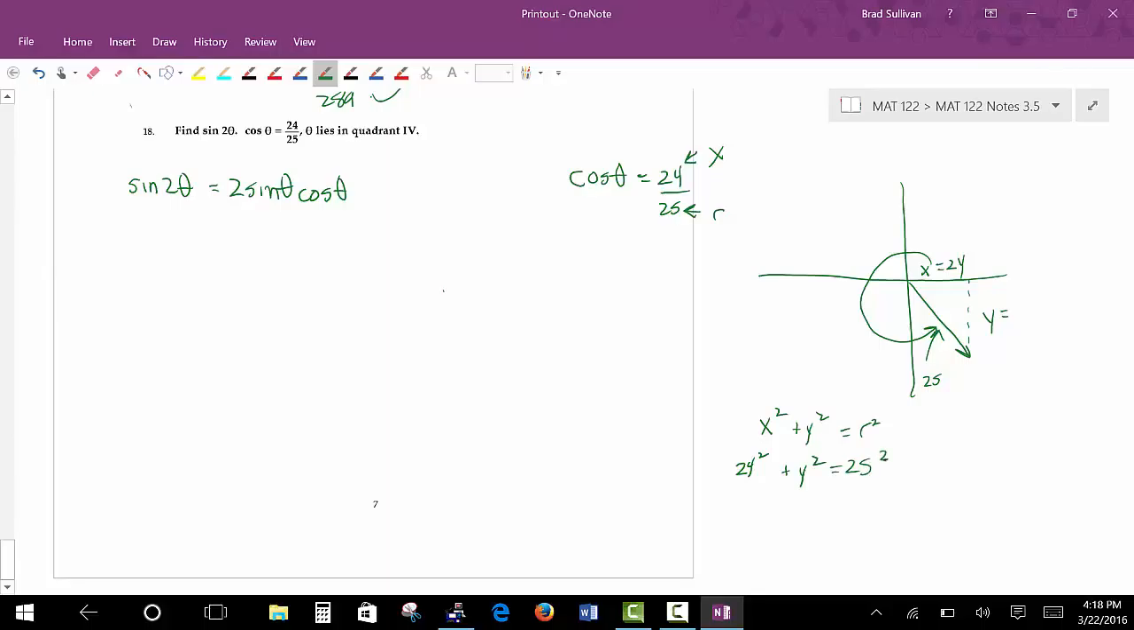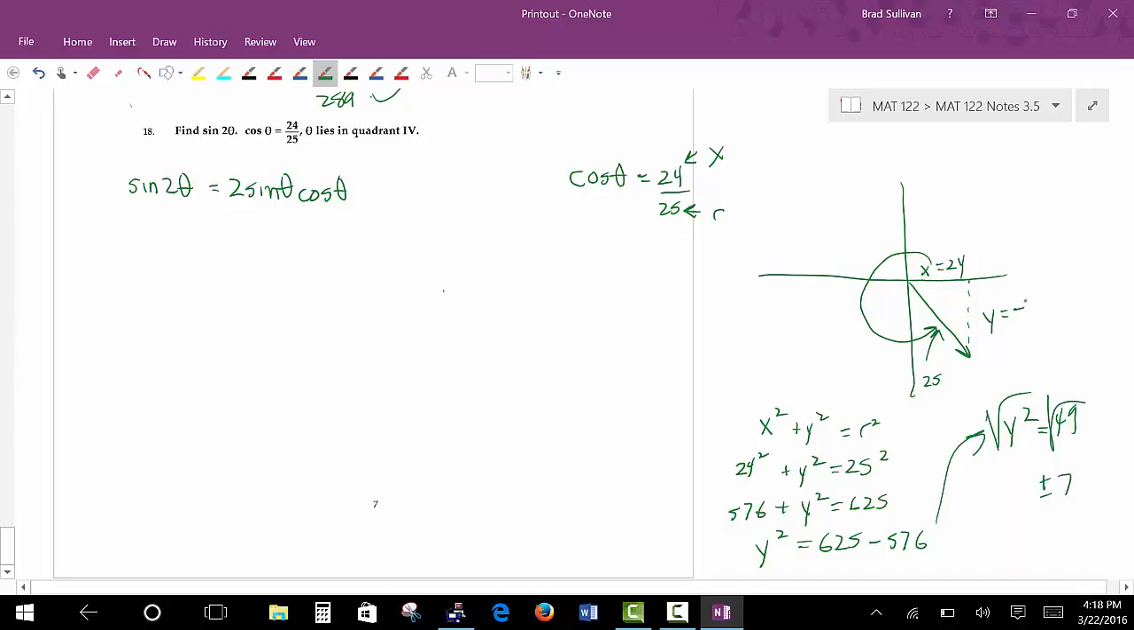So 24 squared is 576 plus y squared. 25 squared is 625. Subtract from both sides, so you get y squared equals 625 minus 576. I think that gives y squared is equal to 49. Yep. Okay, so square root both sides, we're going to have plus or minus 7. Now, since we're in quadrant 4, we know that y is negative.